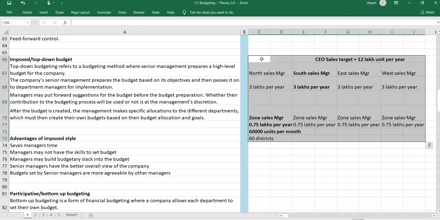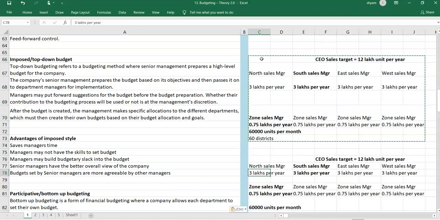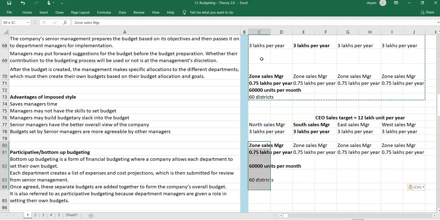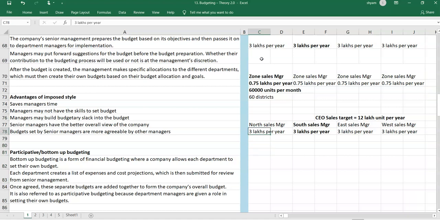It's called budgetary slack. Okay, we'll see what budgetary slack is. Budgetary slack will work like this. We won't need to take all the managers, but we'll take this manager out. The north manager, if he pushes and puts in a lot of effort, will achieve 3 lakh units per year. But he will try to achieve a lower target, because achieving a lower target is quite easy and comfortable for him.